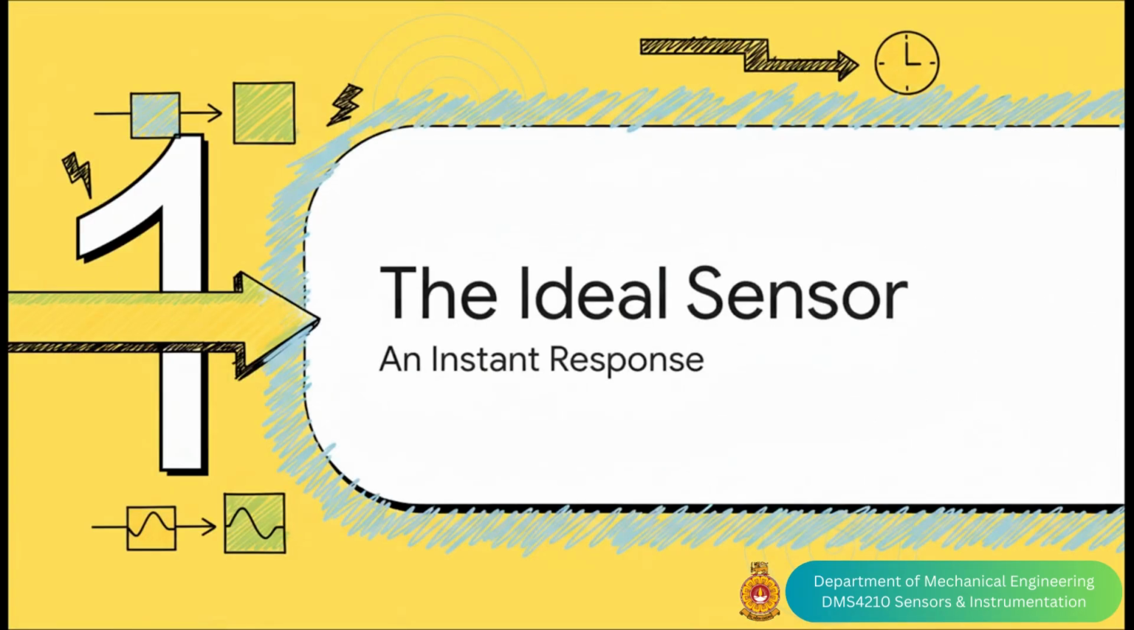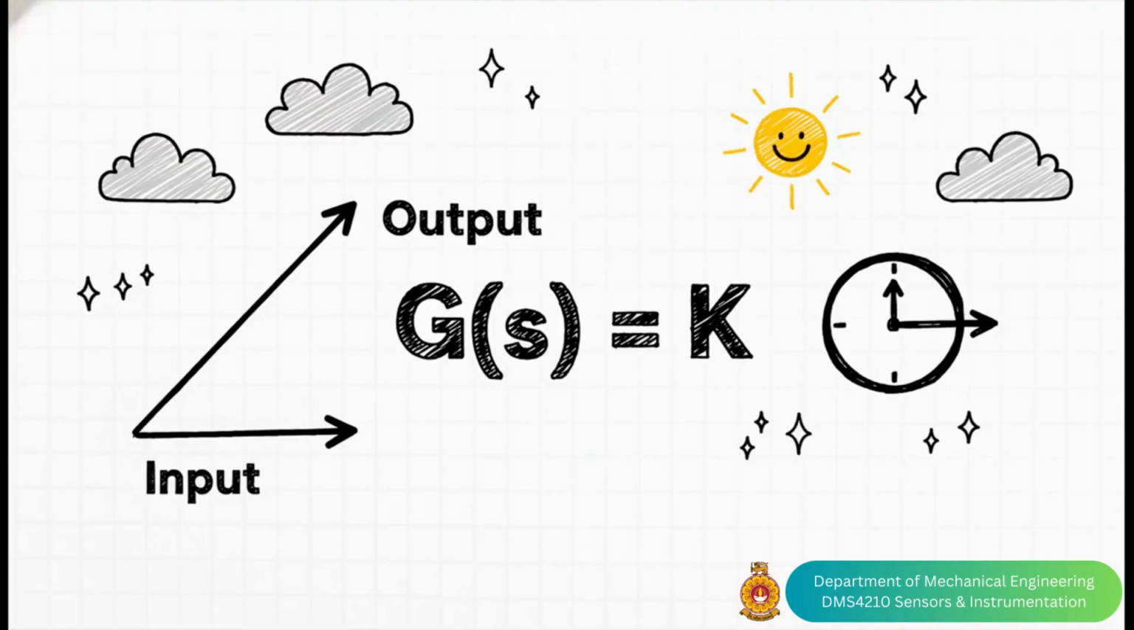To really wrap our heads around this, let's start in a perfect, theoretical world. Let's imagine the perfect sensor, one that responds instantly with absolutely zero delay. In this perfect little world, the transfer function is about as simple as it gets. G of S just equals K, which is just a constant number. All this means is that the output is always perfectly proportional to the input. No delays, no weirdness, just straight up instant reaction.